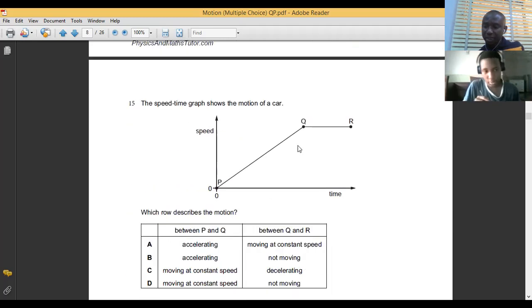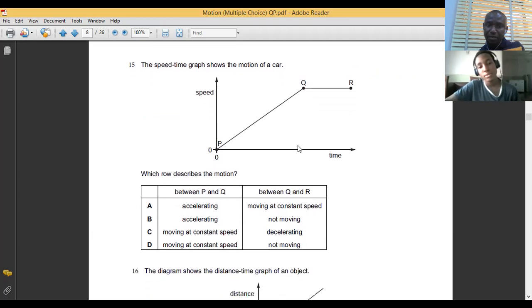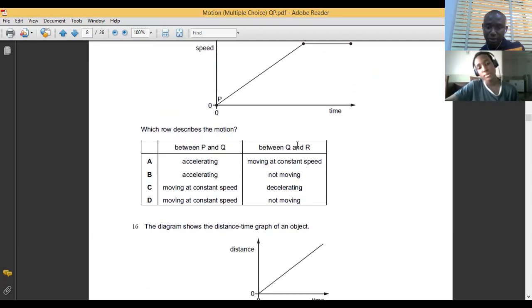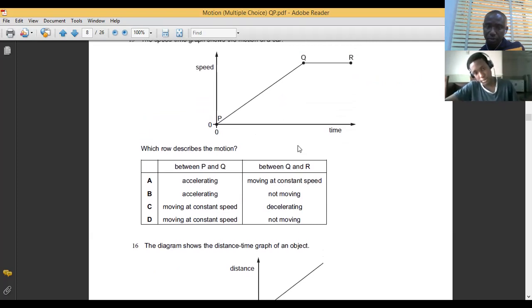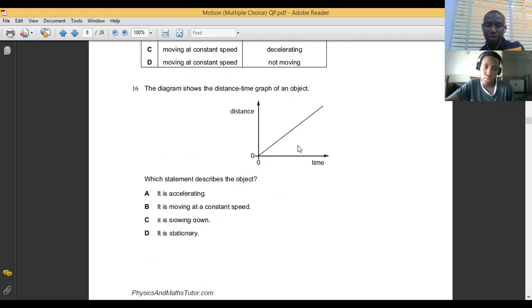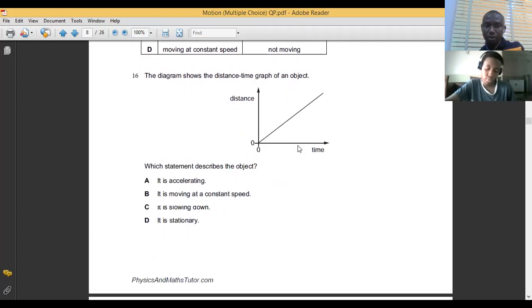Now, number 15. The speed-time graph shows the motion of a car. Which option describes the motion? Accelerating from P to Q, moving at constant speed between Q and R. Awesome, correct.